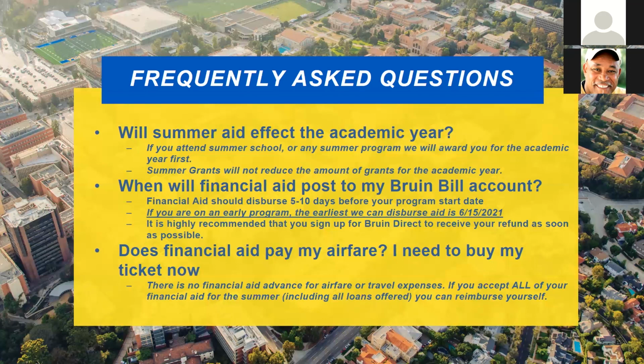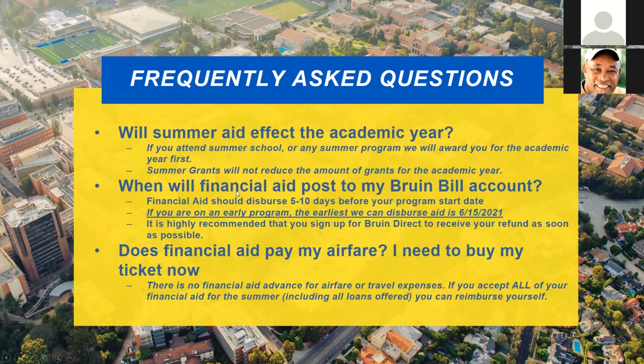So if you attend summer, fall, winter, spring for 3 years, and you were to get the Cal Grant, that means you would have used up all your Cal Grant eligibility by the end of your 3rd year, and you would have no Cal Grant left for your senior year. So that's the primary reason we don't offer Cal Grant during the summer, because we don't want you to be left without it for your senior year.